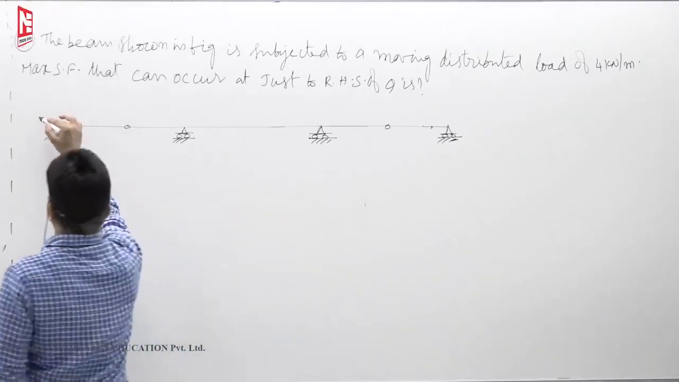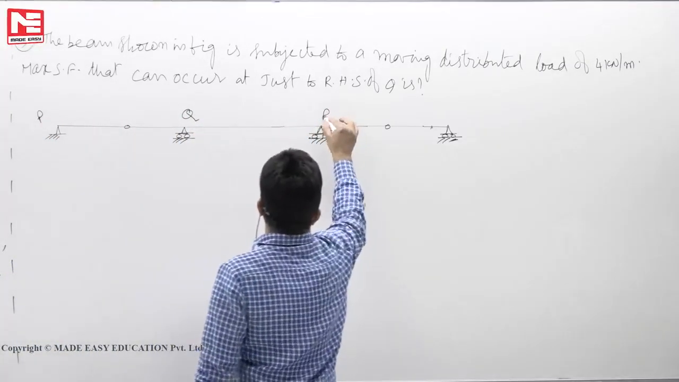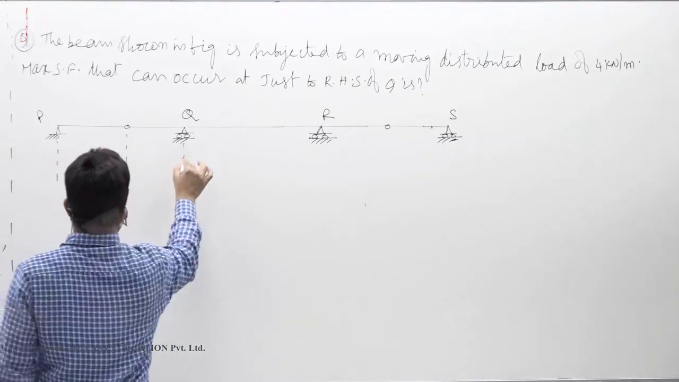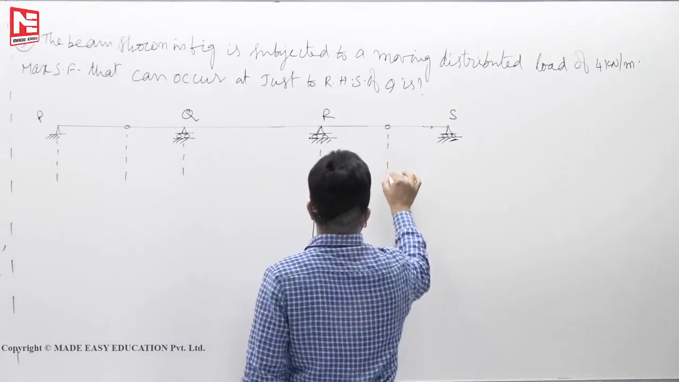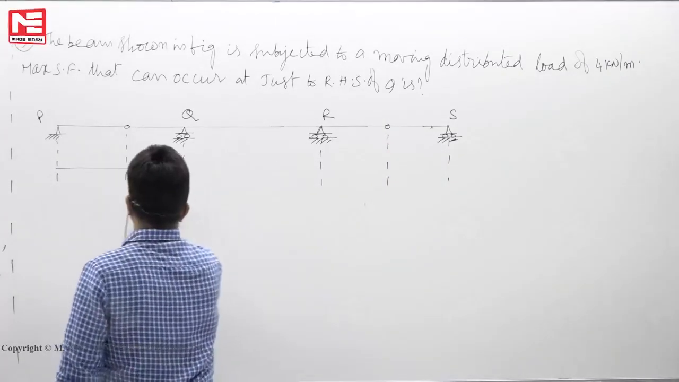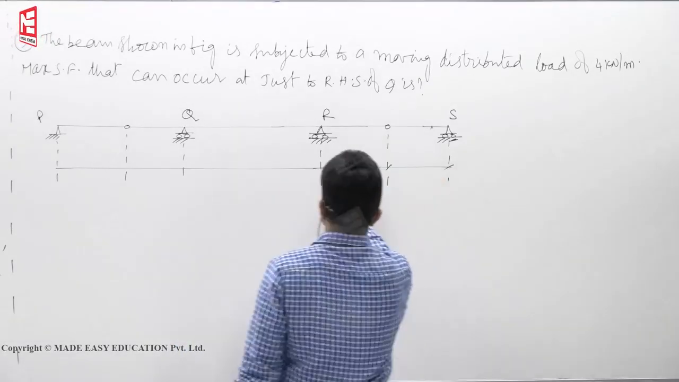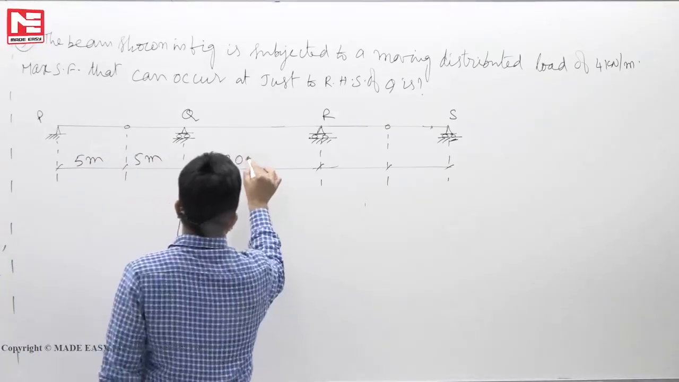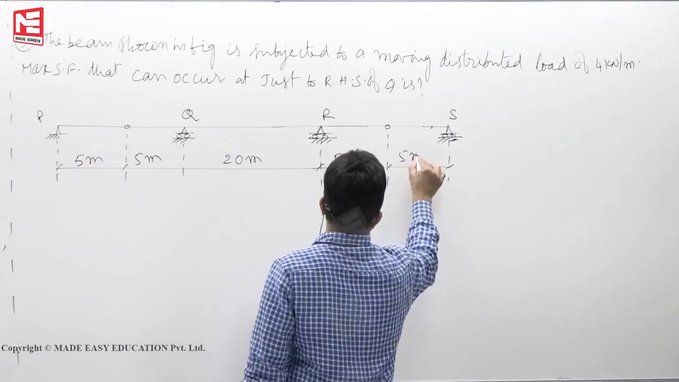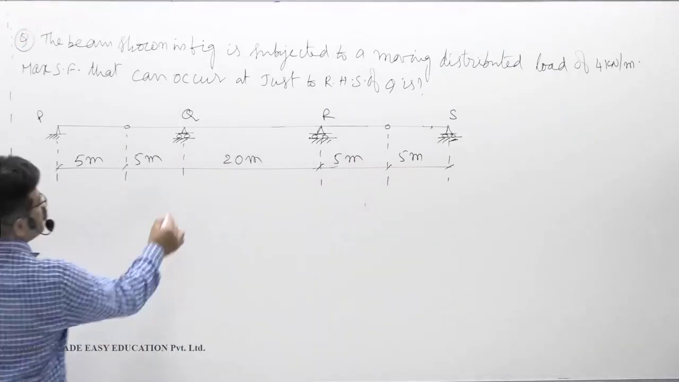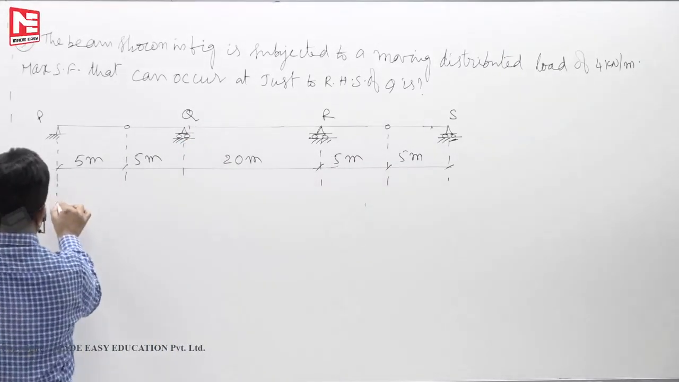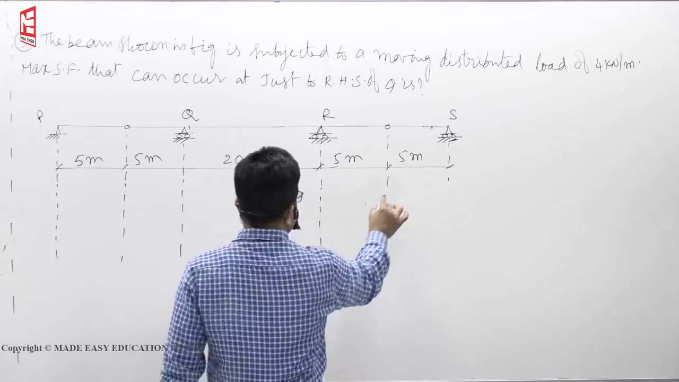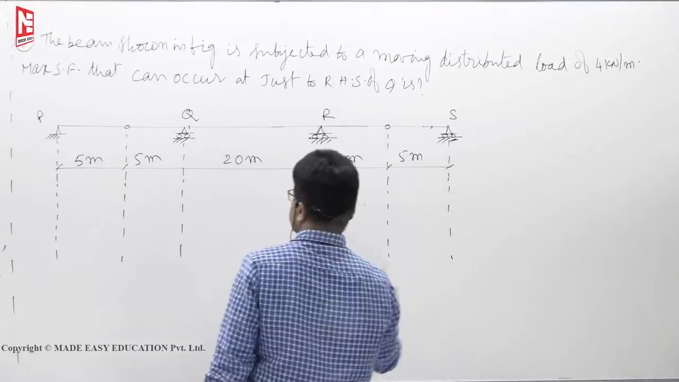See, this is P, Q, R, S. The distances are also given. We have the floating hinges. This is 5 meters, 5 meters, 20 meters, 5 meters, 5 meters. Now just to the RHS of Q means here. So preferably in 30 or 40 seconds' time, you must draw the ILD for shear force at RHS of Q.